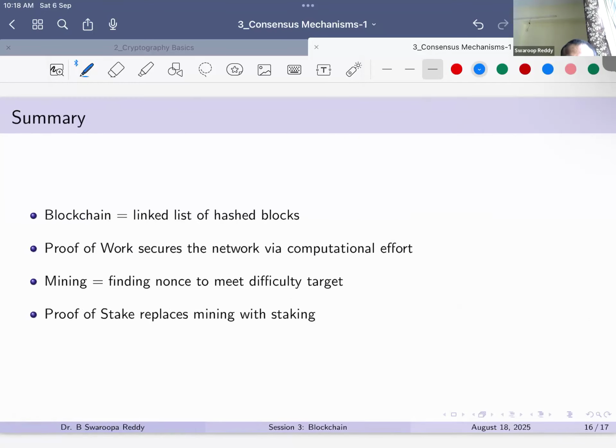So in summary, a blockchain is a linked list of hashed blocks, and proof of work secures the network via a computational puzzle, and mining is finding the nonce value to meet the difficulty target, to satisfy that inequality condition. Proof of stake replaces the computational puzzle of proof of work with the random selection of block proposers and validators. So this is the content related to proof of work and also consensus mechanisms.